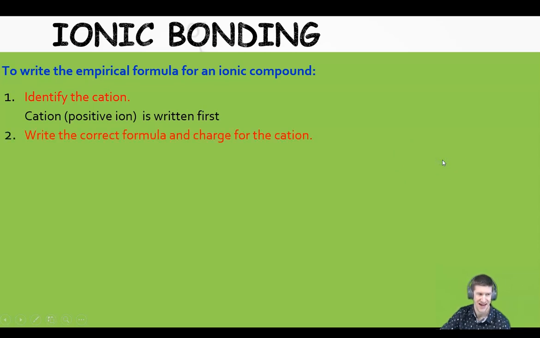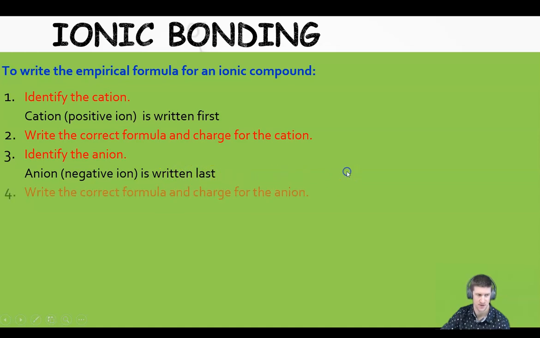We always write the cation first. So when we name whatever the compound is, the cation is the thing that we name first. Then we write the correct formula and the charge for the cation. Then we identify what the anion is, so the negative, which of these is gaining the electron. This is written last. So the positive cation is written first, the negative anion is written last in the name of the compound. Then we write the correct formula and the charge for the anion.